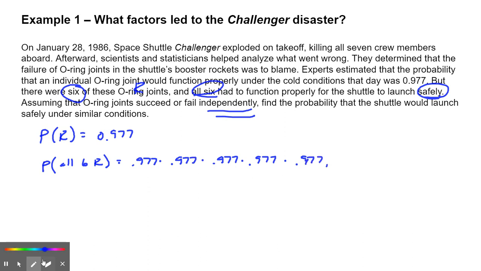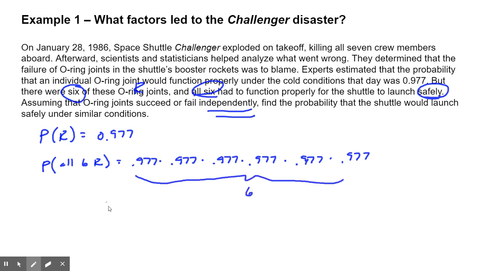I can't even write it. It's like writing my signature over and over. It just gets worse and worse. Times 0.977, right? 1, 2, 3, 4, 5, 6. There are 6 0.977s. We can write this a little bit more savvy, can't we? We should know our exponent rules. This is just 0.977 to the 6th power. And I'll just type that in a calculator real fast.